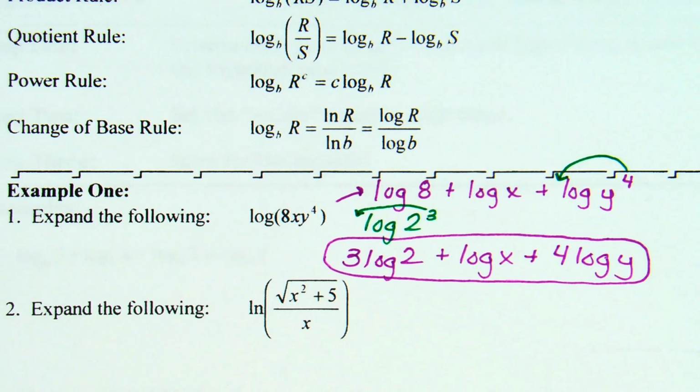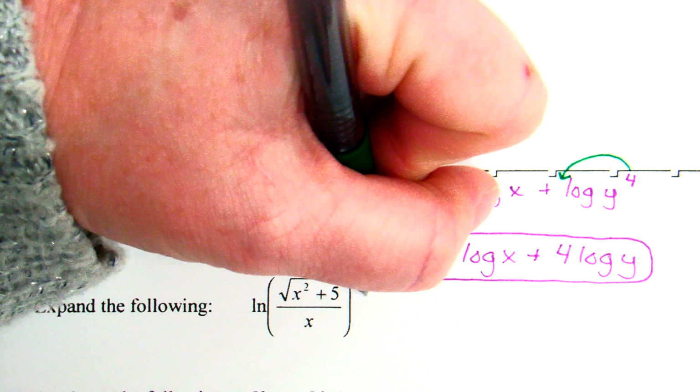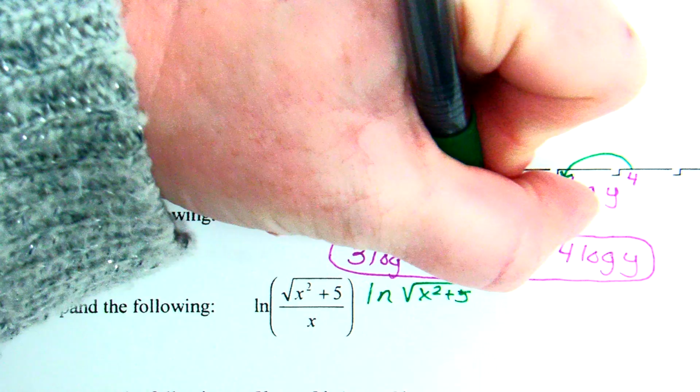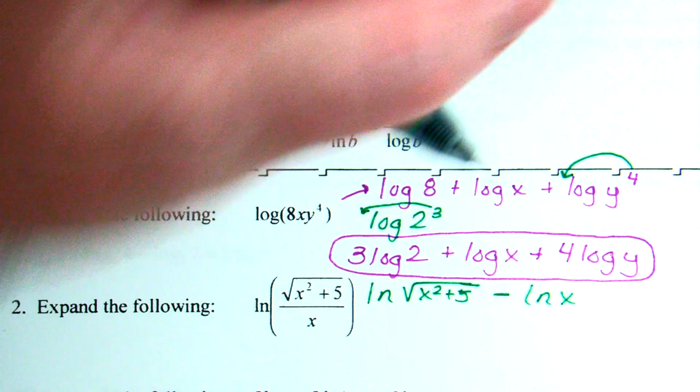Natural log of the square root of x squared plus 5, all over x. Quotient property first, quotient rule. There's division, right? Division within a log can be rewritten as the subtraction of 2 logs. So I'm going to start off by writing this as the natural log of the square root of x squared plus 5 minus the natural log of x.